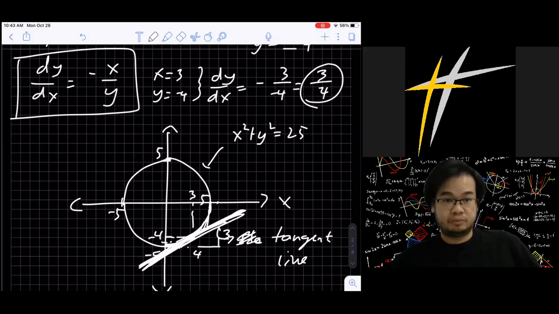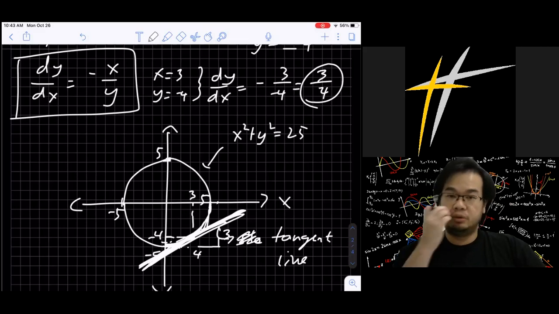I hope from this lesson you're able to find dy/dx of an implicit relation.